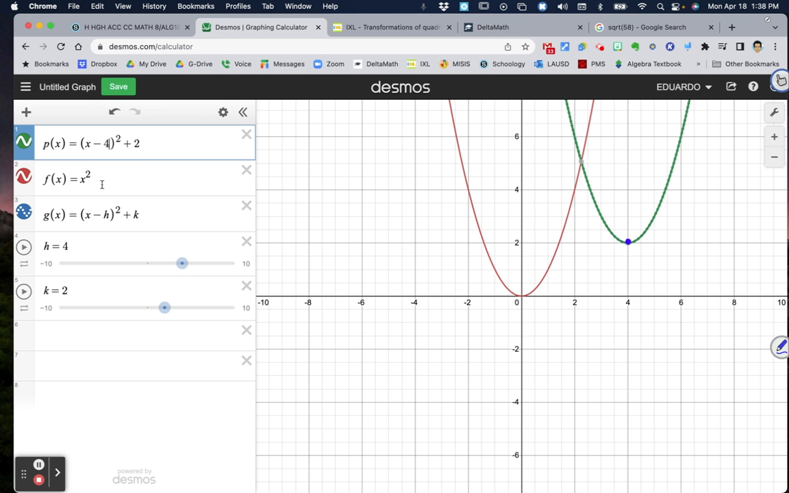Okay, I'm going to put these back at 0, so that did it. Let's move these back to 0. And this time, let's put the vertex here. So the vertex is at negative 6, 4.